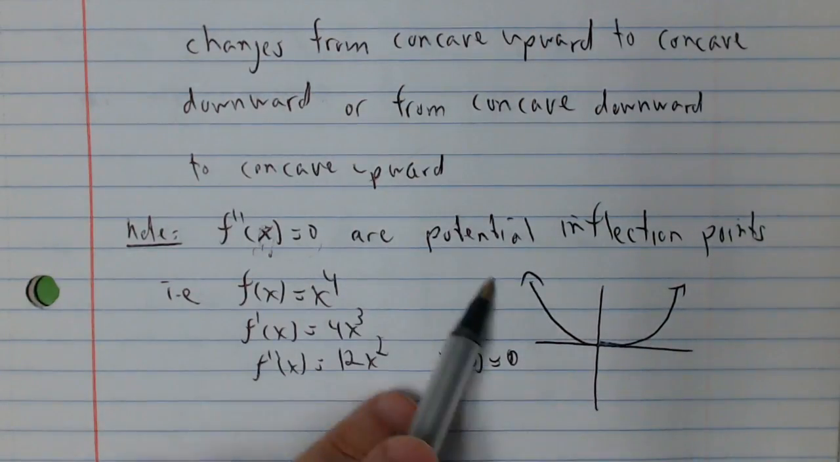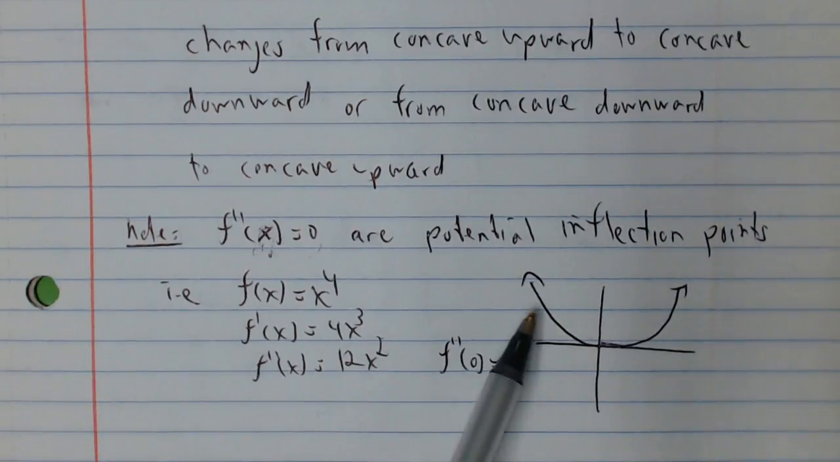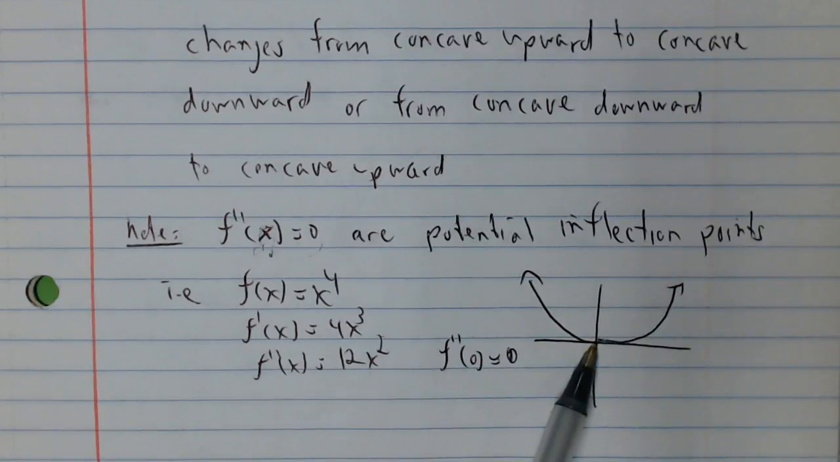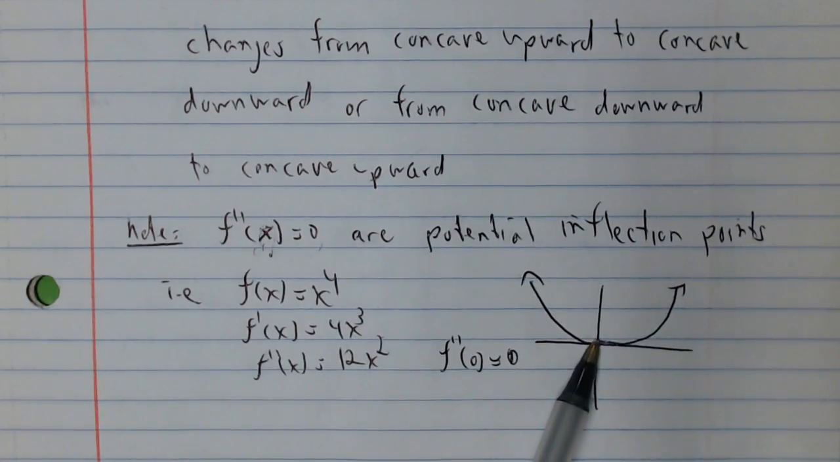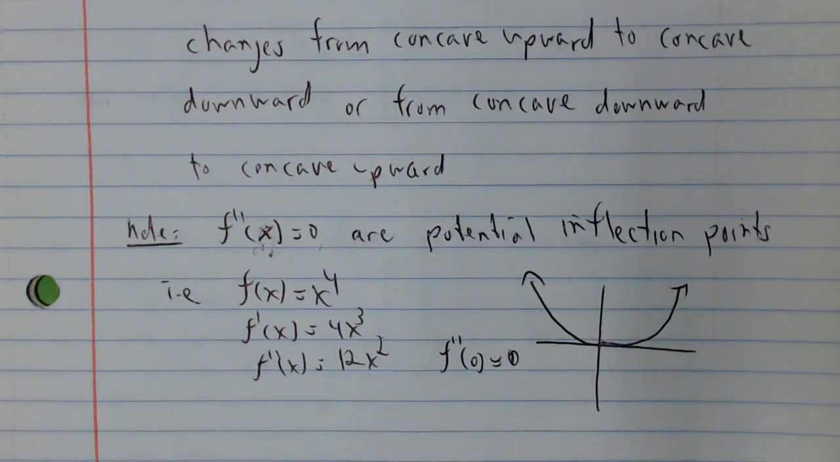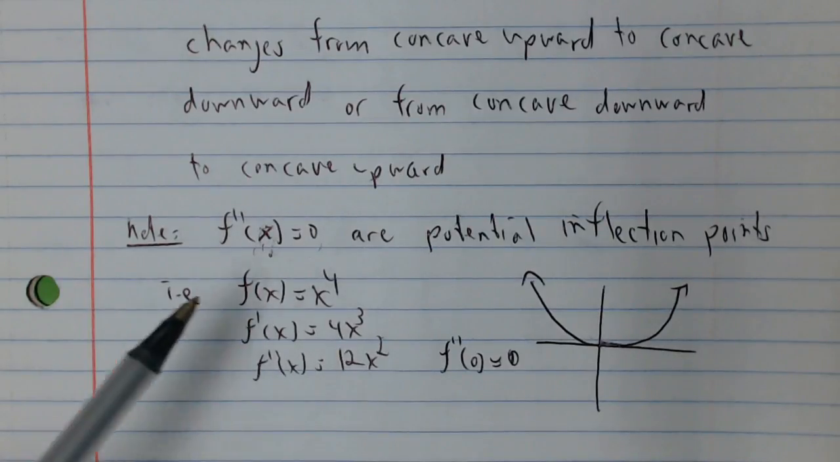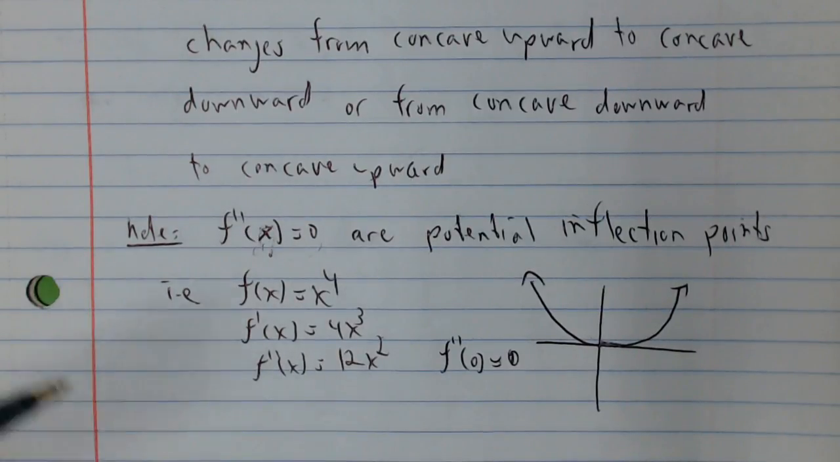And this guy is actually always concave upwards. It's never, ever concave downwards. In fact, at 0, I don't have an inflection point. I have a local minimum. So remember, my potential inflection points will be where the second derivative is 0, but then I need to make sure that my second derivative changes signs, like it goes from positive to negative or negative to positive.